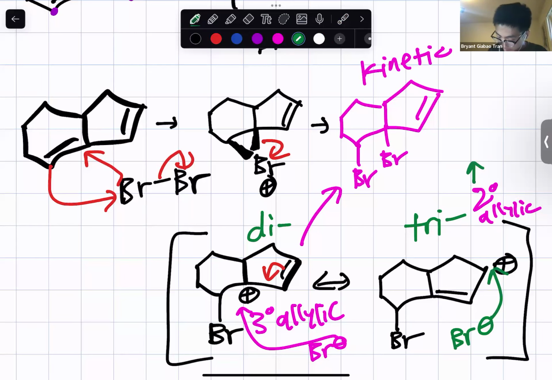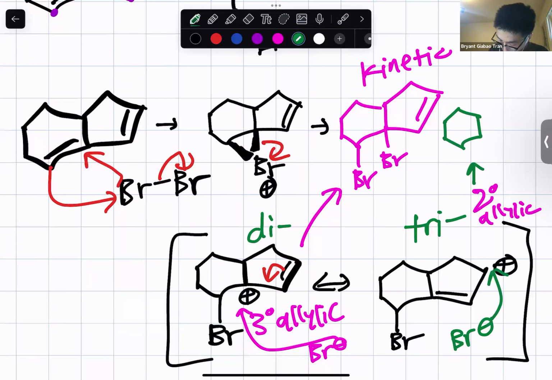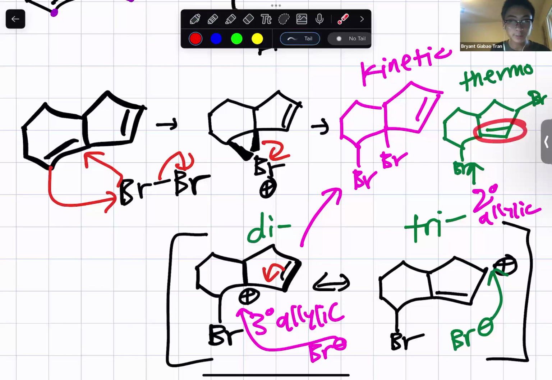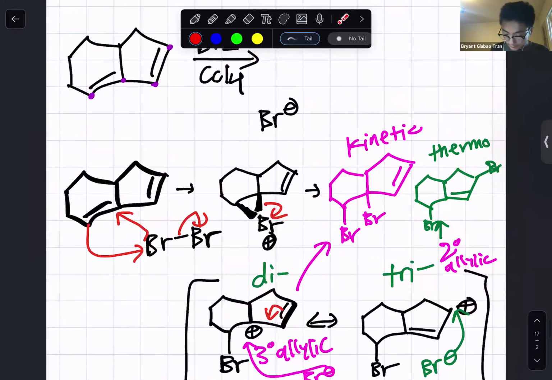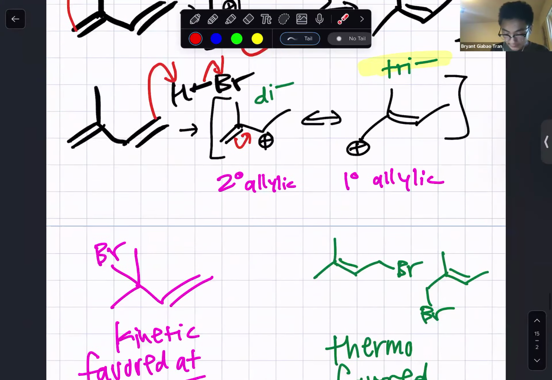there, which will give us that bromine right there and this bromine right here, where this is the thermodynamic product because this gave us the most stable double bond there, the tri-substituted double bond. Right. And so let's do the same for the last step here.